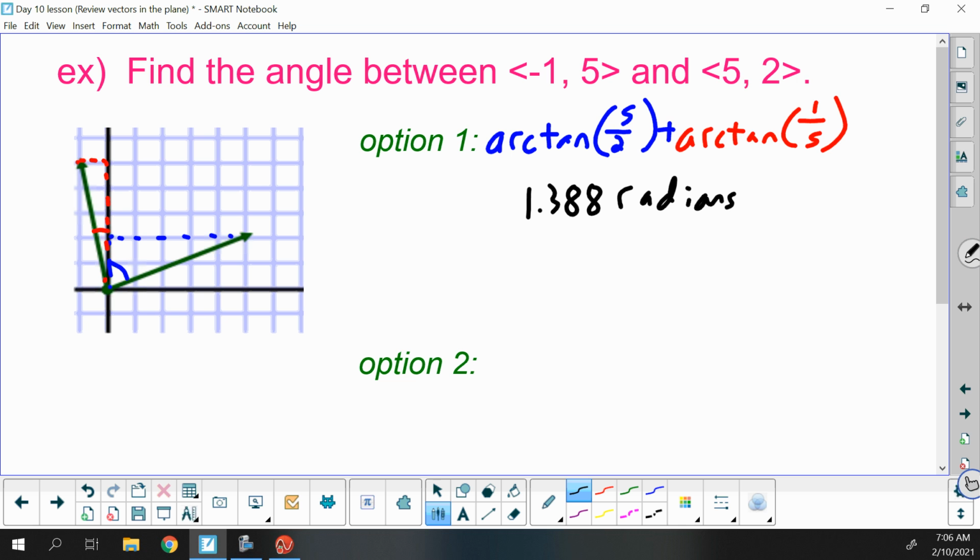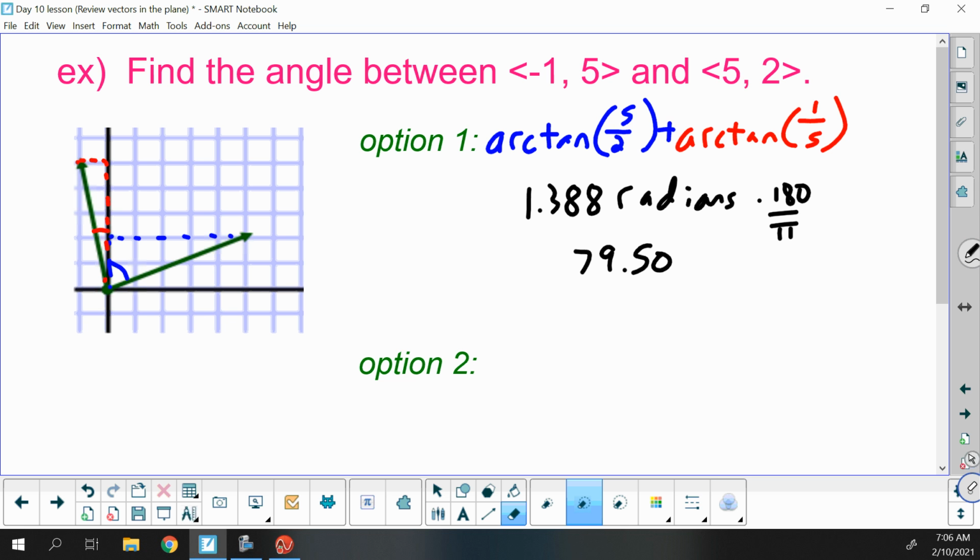But with vectors, you usually tend to see things in degrees. So we would want to then multiply that answer we got by 180 over pi to convert it to degrees. And to 3 decimal places, we would get 79.509 degrees. So that's option 1.